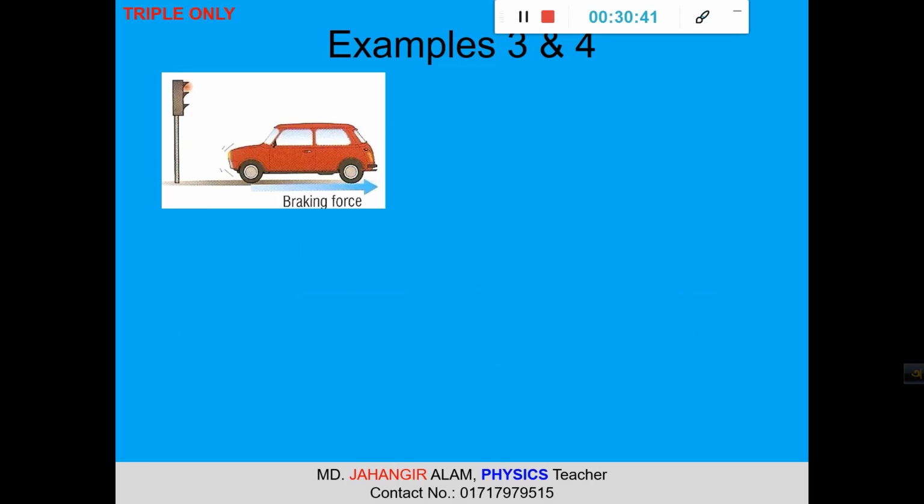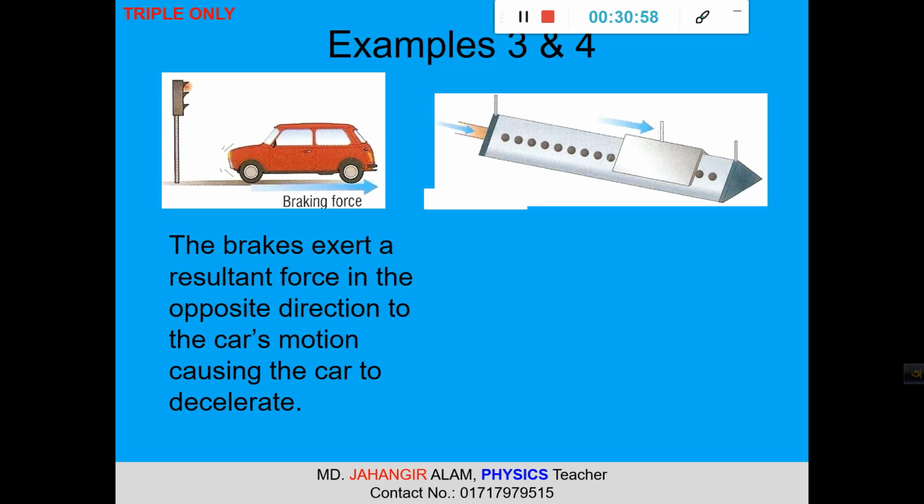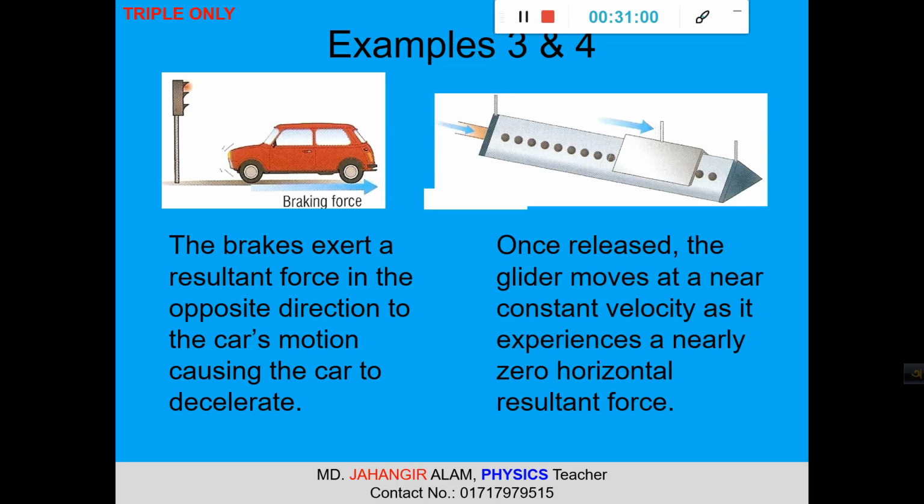Now example number 3 and 4. The brakes exert a resultant force in the opposite direction to the car's motion, causing the car to decelerate. Example number 4. Once released, the glider moves at a near constant velocity as it experiences a nearly zero horizontal resultant force.